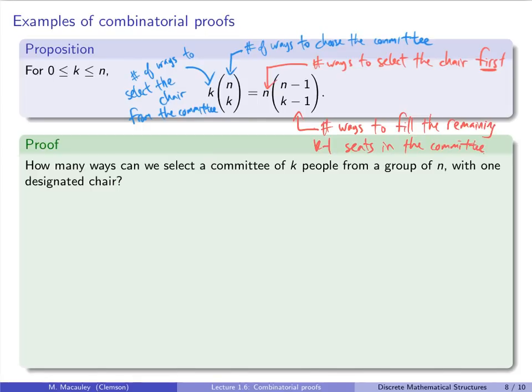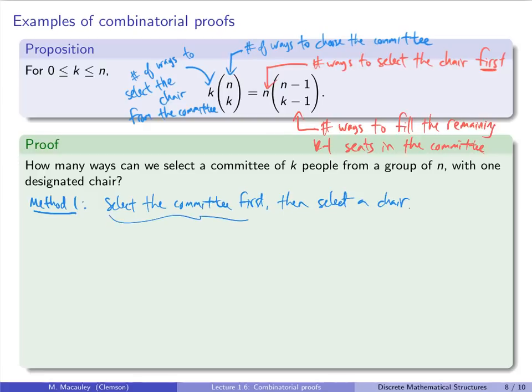So if I were to summarize this, I think I'm pretty much done here. I've gotten the point across, but method one, I would say, select the committee first, then select a chair. So if we do that, again, we get n choose k choices and k choices.